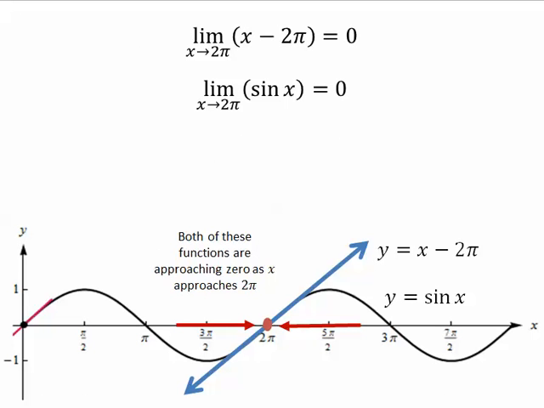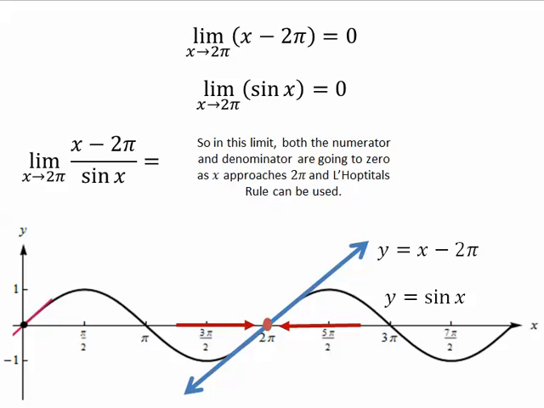And let's do an example. The function y equals x minus 2 pi approaches 0 as x approaches 2 pi. And y equals sine x also approaches 0 as x approaches 2 pi. So in this limit, both the numerator and denominator are going to 0 as x approaches 2 pi. And that gives you an indeterminate form of 0 over 0.